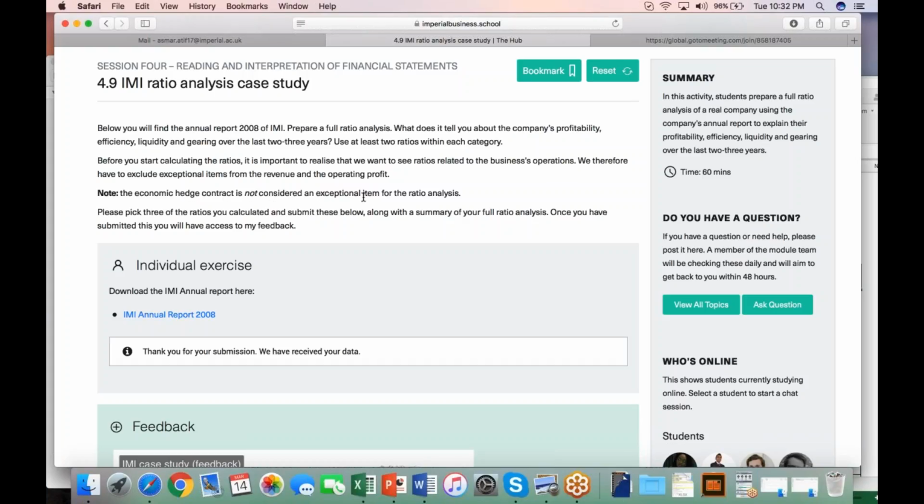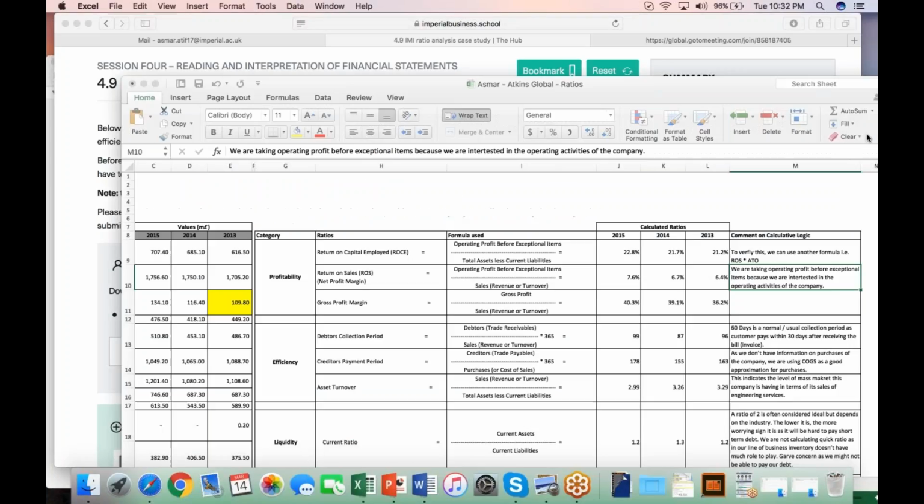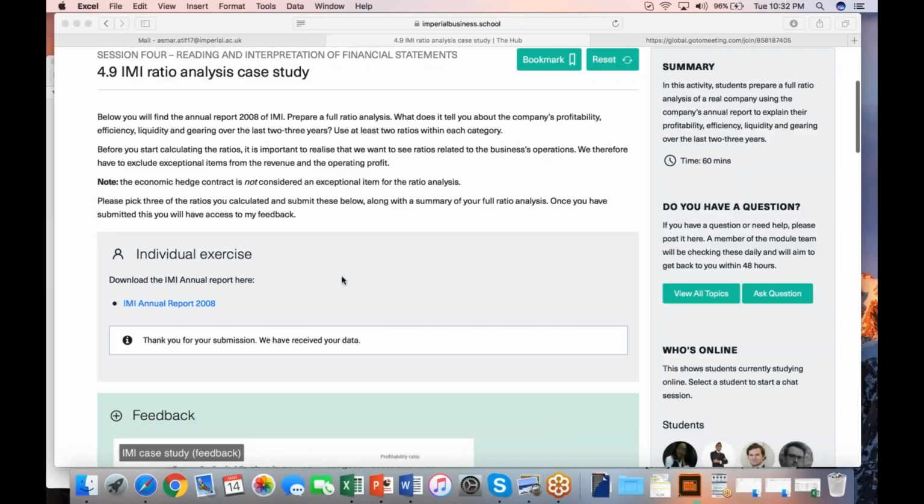Okay, got it. So economic hedge is fine. So she gave a note that we consider that as not an exceptional item, include that in the operating profit, understood. Still, other income is now the question mark. Why is she including that?